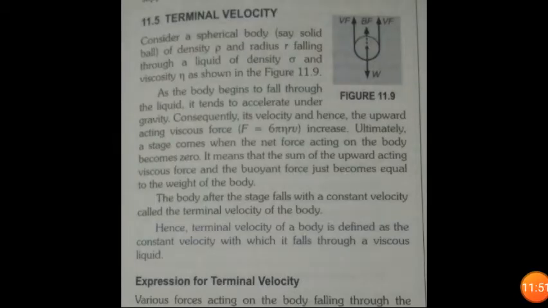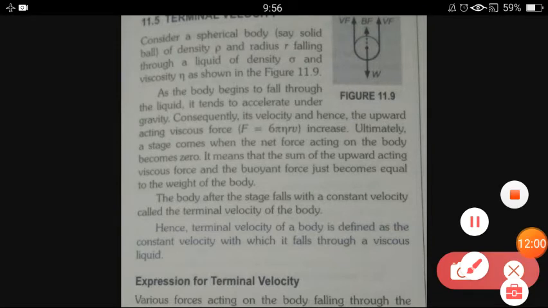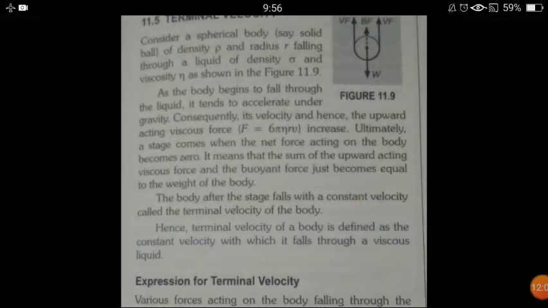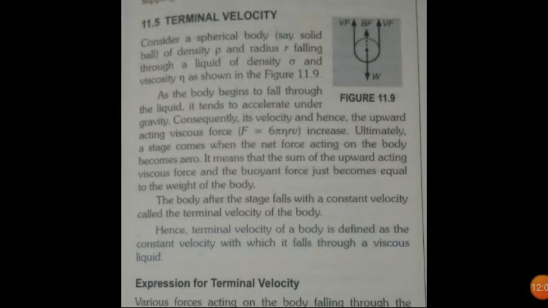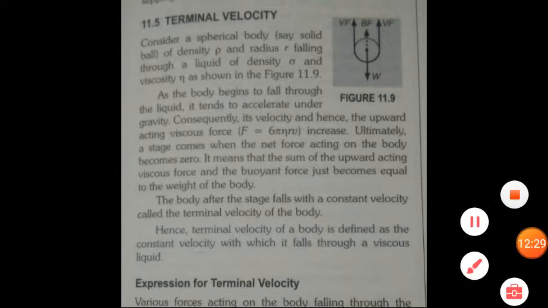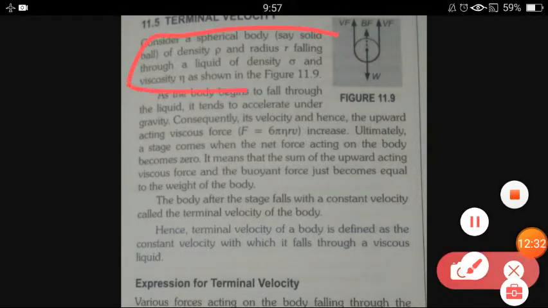Now, after Stokes' law, let's move to terminal velocity. Consider a spherical body, suppose a solid ball. We have one spherical object whose radius is r and density is rho. That object is falling through a liquid, and the density of the liquid is sigma and its viscosity is eta. Remember this point: density of the object is rho and density of the liquid is sigma. All of these are given here.